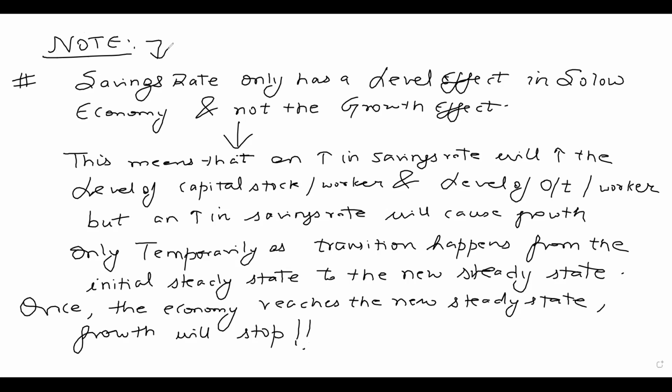But once you have reached the new steady state, you can clearly see that in the new steady state, the level of capital stock per worker is higher. In the new steady state, the level of output per worker is higher. But in the new steady state, growth is still the same. There is no growth in the new steady state.